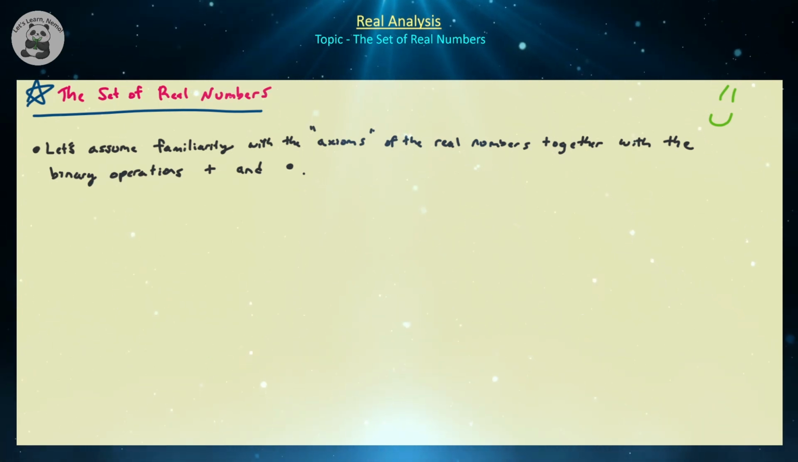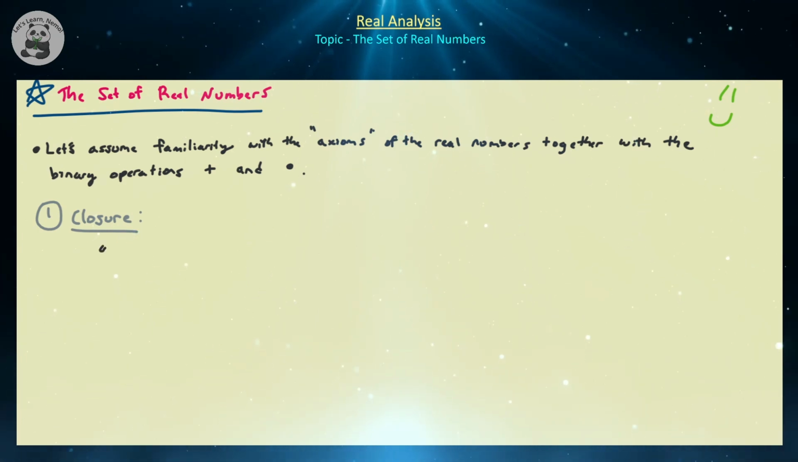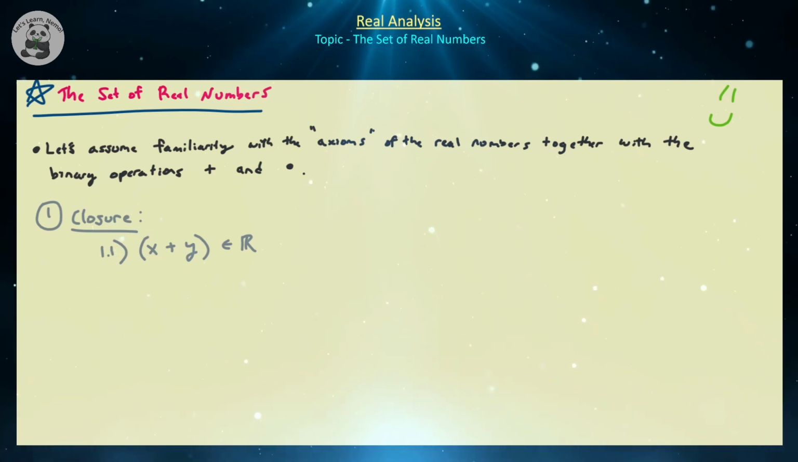So let's start off with some of the basic properties that you definitely should know or have experience with the set of real numbers up to this stage. The first is the closure property of the set of real numbers. The closure property says the following. Property 1.1 says that if you take any real numbers x and y and you add them together, you will also get a real number x plus y. And this is for all x, y in the set of real numbers.